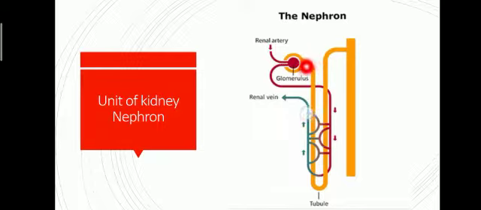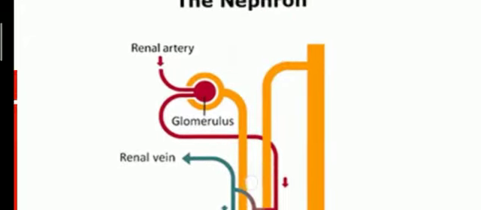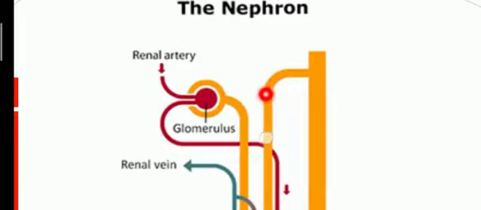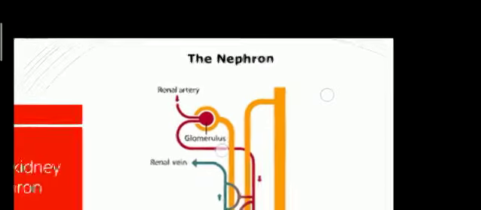So this convoluted part is known as proximal convoluted tubule, and then when that liquid moves downwards, this part is known as loop of Henle, and then when the liquid moves upward, this convoluted part is known as distal convoluted part. And then all the liquid gets collected in this common duct which is known as collecting duct. So this was the structure of nephron.